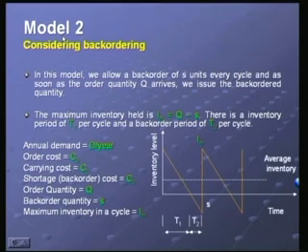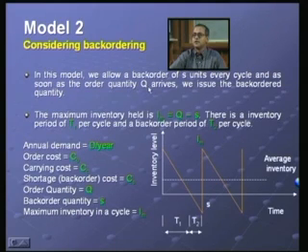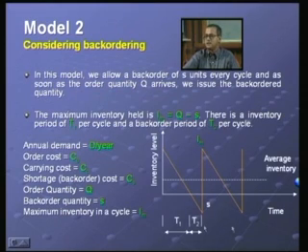Now, let us look at the second model, which is an extension of the first model, considering backordering. In this model, we allow a backorder of S units every cycle, and as soon as the order quantity Q arrives, we issue the backordered quantity. You can see this in this figure. Now, we start with a certain quantity which is IM, we will see that later, and we start consuming it. Now, here the stock position is 0, but here we do not place an order.